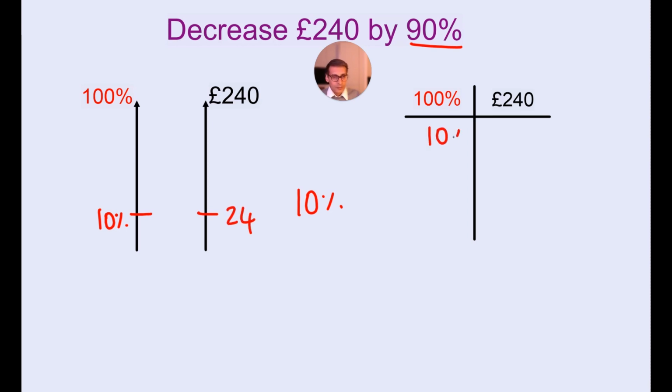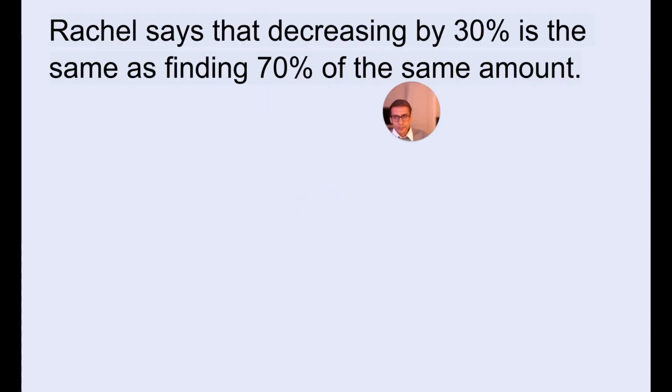And the same thing here. Not too much working out required. Okay, next one. Rachel says decreasing by 30% is the same as finding 70% of the amount. True or false? Let's have a look.